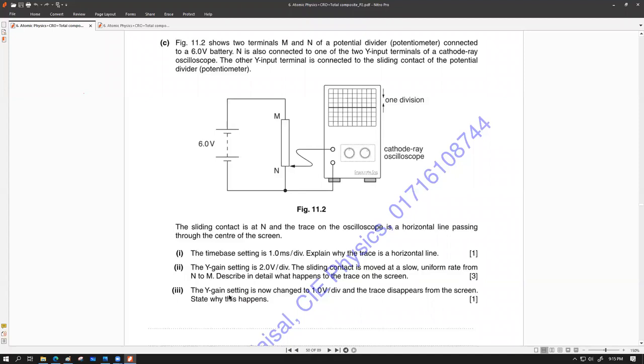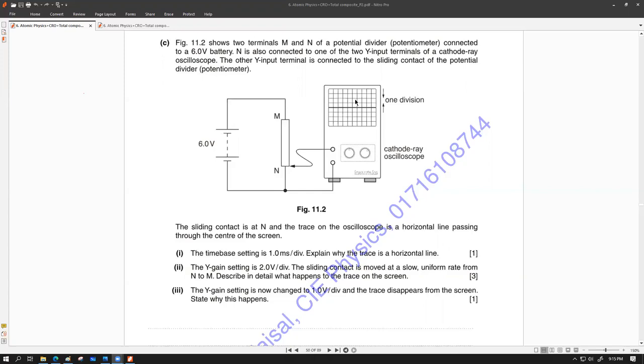Sir, when it is changed to 1 volt per division, it disappears because the cathode ray oscilloscope does not have enough space to display the information in this setting, because it goes way further up to the sixth division, which is not on the oscilloscope screen. Point. So if we set the Y-gain at 1 volt per division to cover a total 6 volt supply voltage, we need 6 divisions above the x-axis, which is not available.